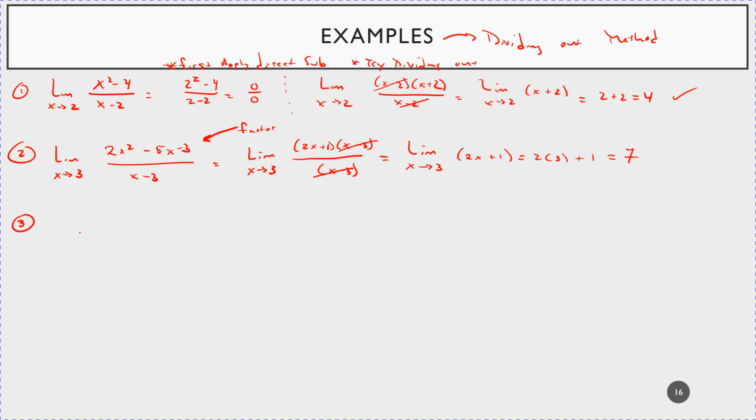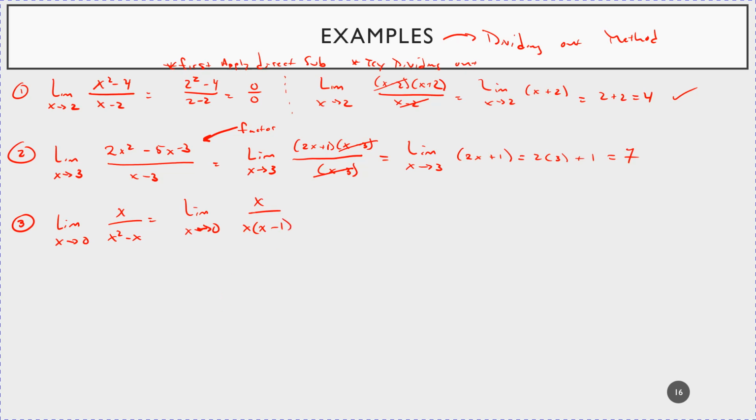Let's look at the limit as x goes to 0 of x over x squared minus x. So obviously if you plug 0 in, you get 0 divided by 0. So look, hopefully you see it. In the denominator, I could factor out an x. So this is the limit as x goes to 0 of x over x times x minus 1.